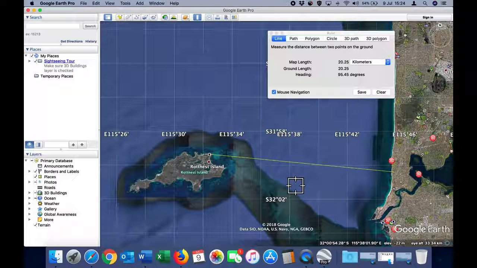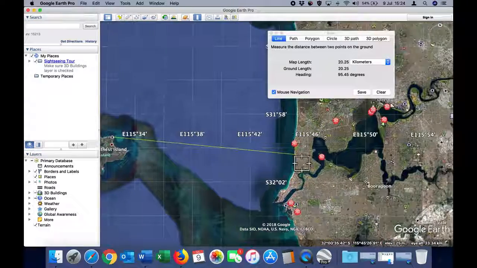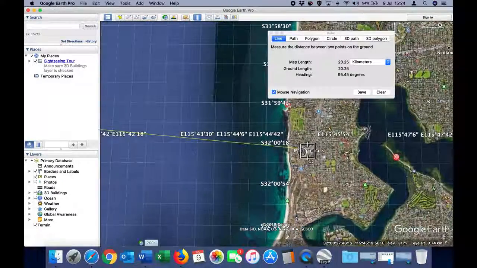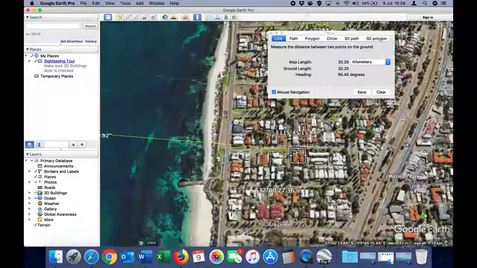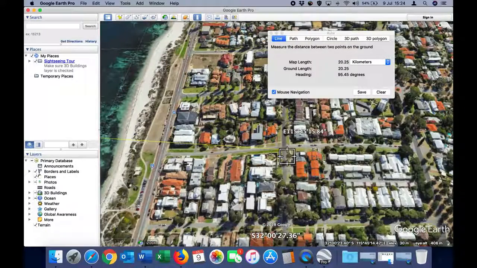We can use Google Earth to determine the distance between Bathurst Lighthouse and the viewing locations. And here we can see that to the intersection of Avonmore Terrace and Princes Street, the distance is 20.25 kilometres. If we move down to the beach, we now have a distance of 20 kilometres. So when we put those distances into the Earth Curve calculator, it will predict how much of the land and the lighthouse we should be able to see.